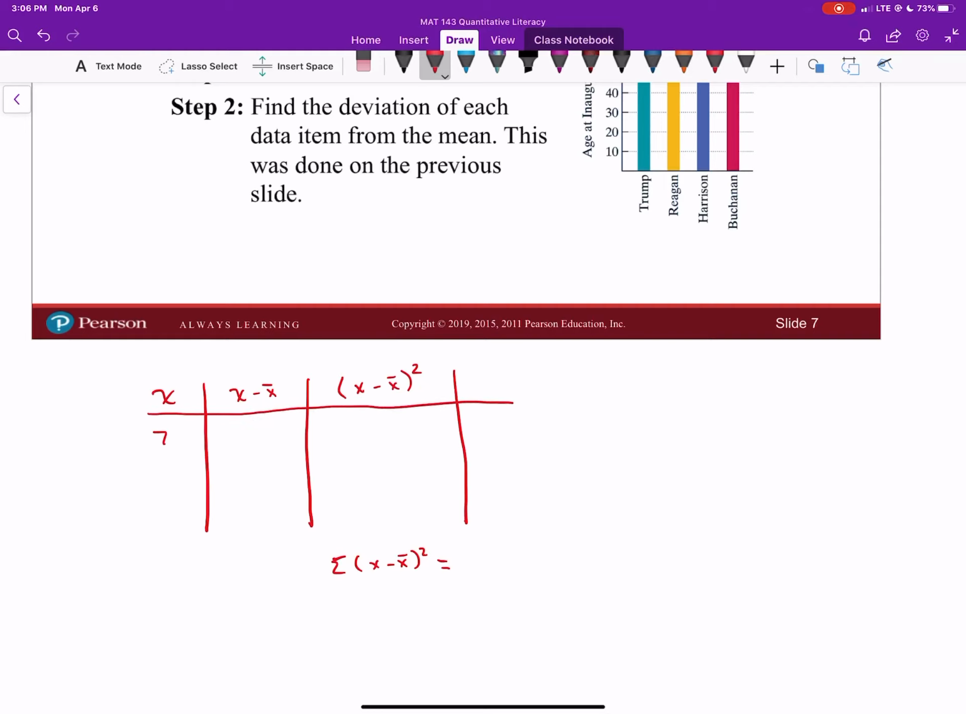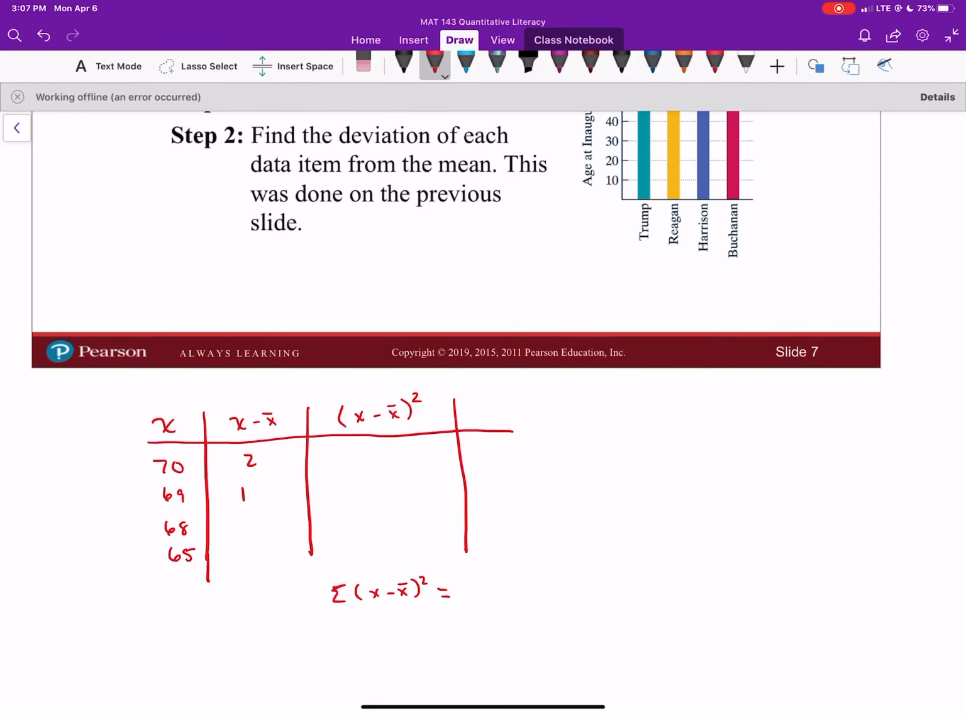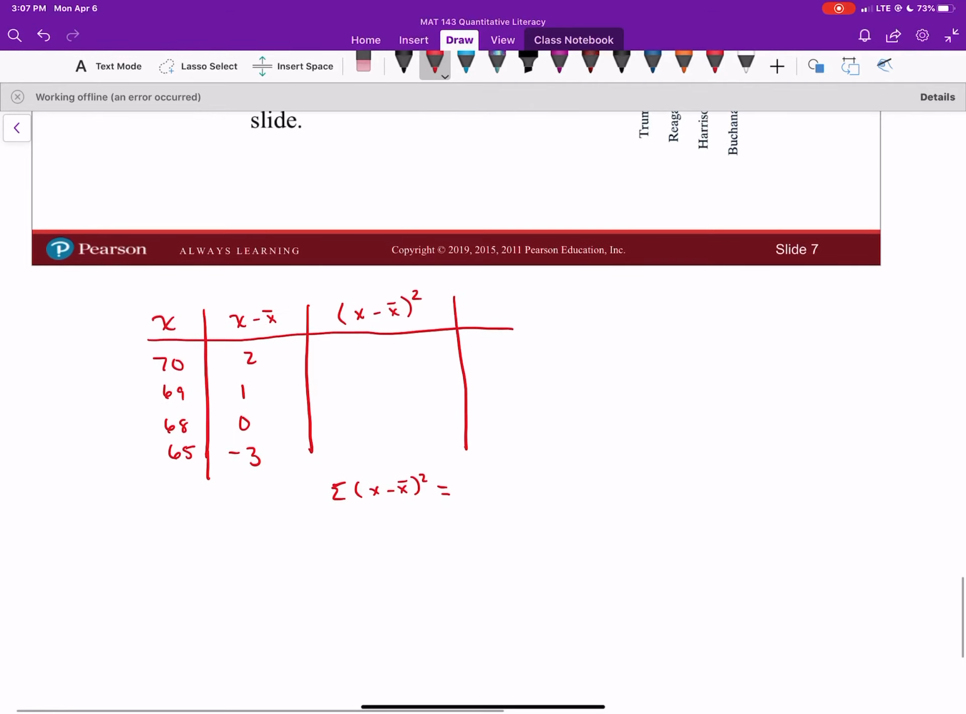So we know we have 70, 69, 68, and 65. From what we did before, the deviations are 2, 1, 0, and negative 3. Remember, we did this a few minutes ago. Now we're going to square them. 2 squared is 4. 1 squared is 1. 0 squared is 0. And negative 3 squared is 9. Then we add them all together and we get 14.